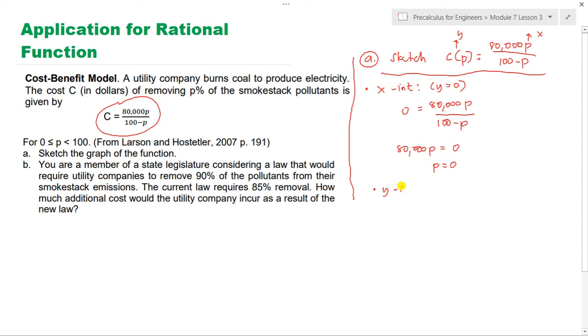Next is y-intercept. The y-intercept is when x is equals to 0. Now y is equals to 80,000 multiplied by p, which is x, equal to 0. So 100 minus 0. So automatic, this will be 0. So therefore, both the x and y-intercept meet at the origin. Kay 0, 0 man sila. Okay, so kanina nga rational function, dako ang probabilidad nga, niigo gid sila sa origin.